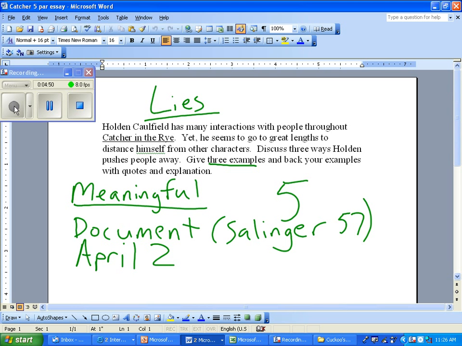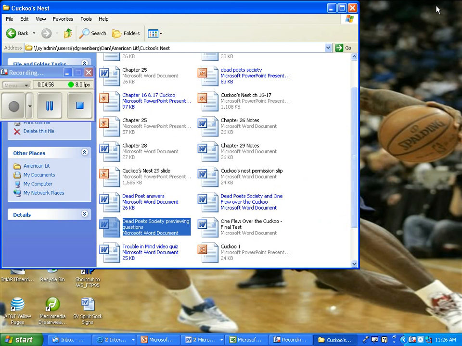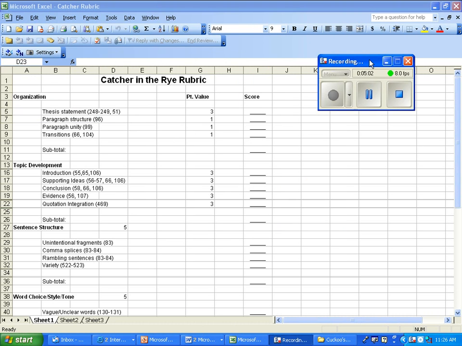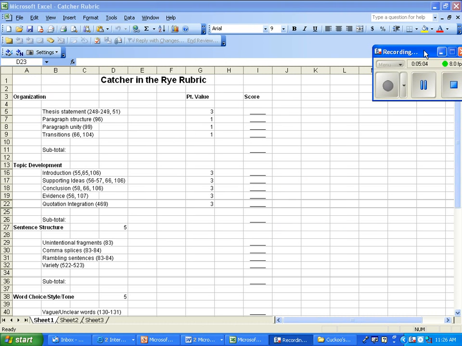It's user-friendly. In addition to that, let me go ahead and minimize this and put up the rubric. This is the rubric you will be graded on. Oh, I could put it out there for you. Yeah, sure.